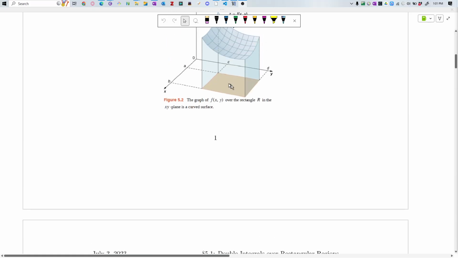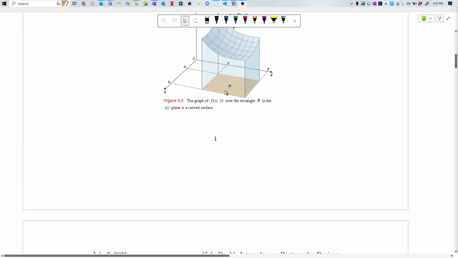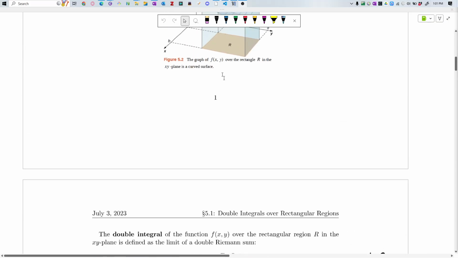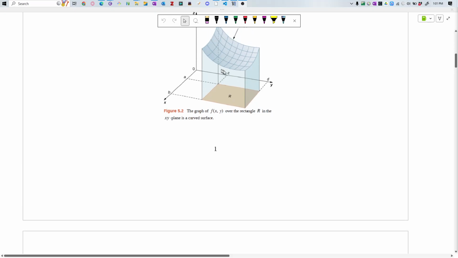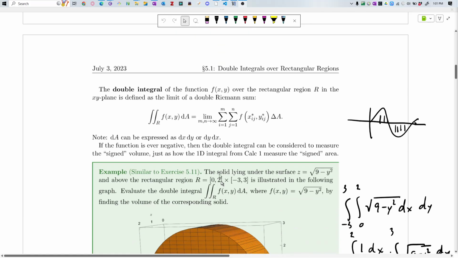And then for each subrectangle, you could determine a corresponding height, which would be the height of the rectangular prism that sits above that subrectangle. And as you let the number of subdivisions go to infinity, that will closer and closer approximate the volume below the surface.